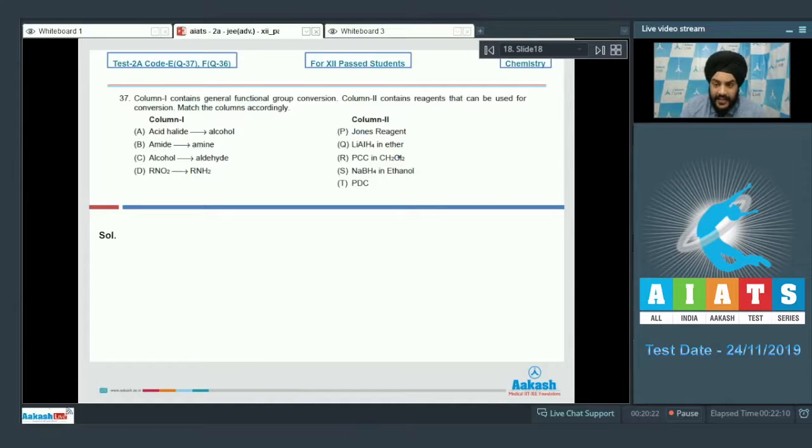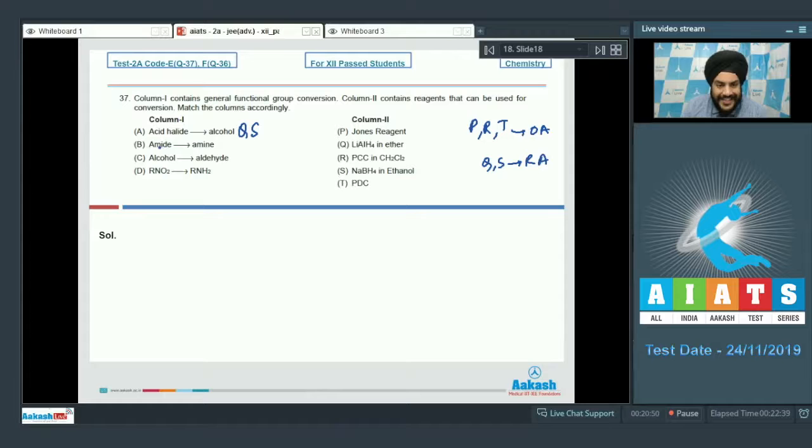Okay. LiAlH4 in ether is going to give us this conversion, students. Okay. PCC is also an oxidizing agent. NaBH4 in ethanol is going to give us this conversion again. Okay. And PDC is also an oxidizing agent. Okay. So we have P, R and T as oxidizing agents, and we have Q and S as reducing agents.